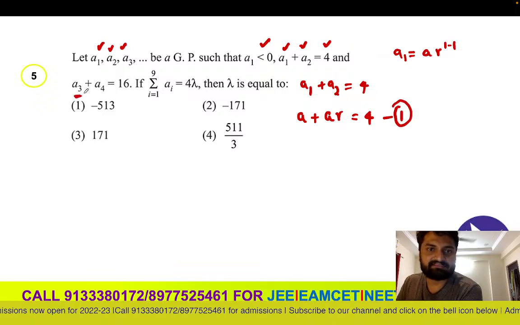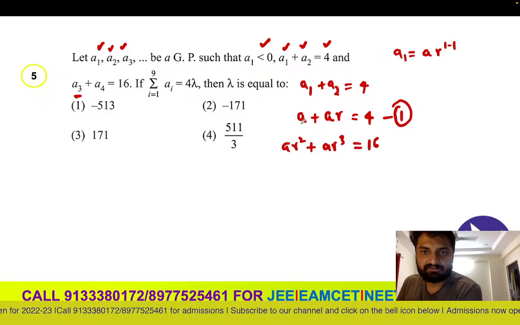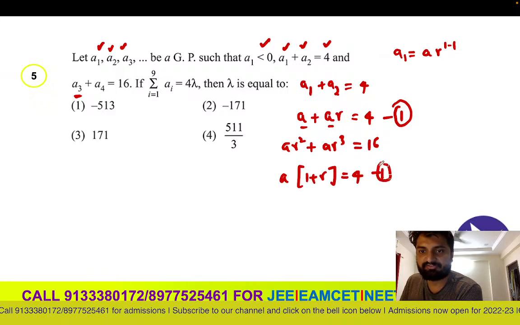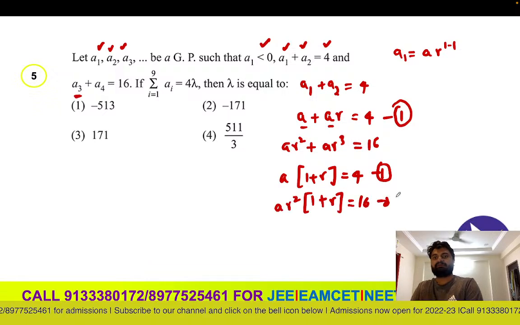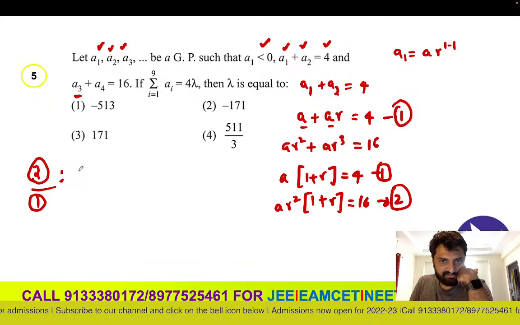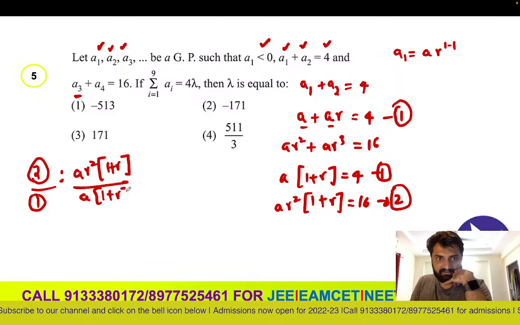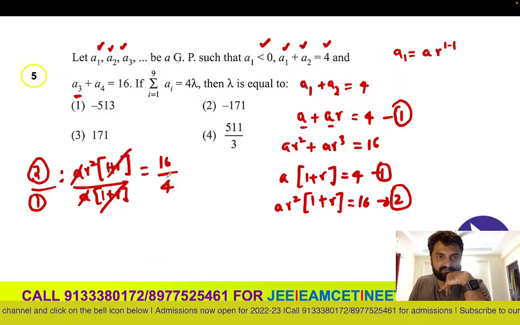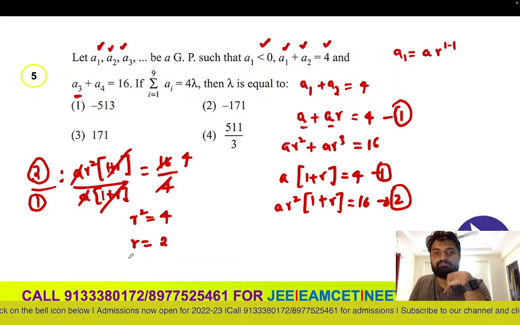First equation. A3 will be ar square, and A4 is ar cube, so ar square plus ar cube is equal to 16. Now again, I will take a common: a times 1 plus r is equal to 4. That is the first equation. I will take ar square common, so that is ar square times 1 plus r equal to 16. That is the second equation. I will again do 2 by 1: ar square into 1 plus r whole divided by a times 1 plus r equals 16 by 4. 1 plus r cancelled, a cancelled. So r square is equal to 4, and the r value will be 2.